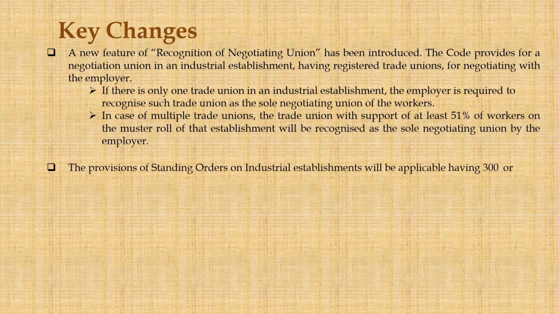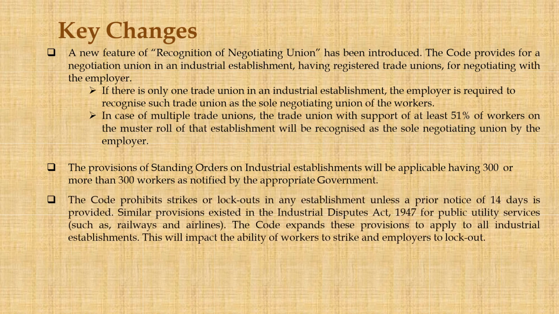The provision of standing orders in an industrial establishment will be applicable having 300 or more workers as notified by the appropriate government. The code prohibits strikes or lockouts in any establishment unless a prior notice of 14 days is provided. Similar provisions existed in the Industrial Disputes Act 1947 for public utility services such as railways and airlines. The code expands these provisions to apply to all industrial establishments. This will impact the ability of workers to strike and employers to lock out.